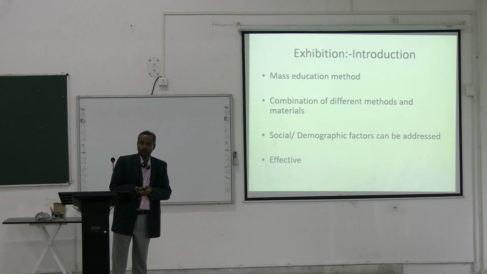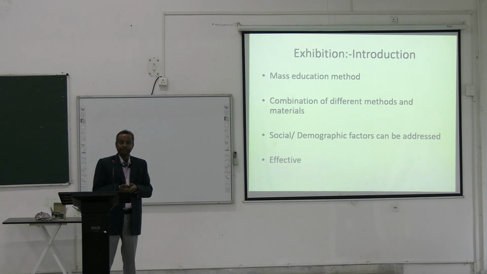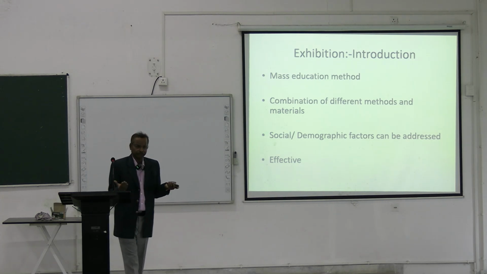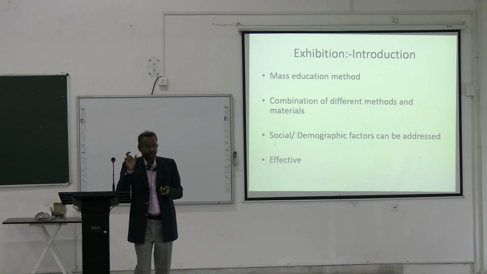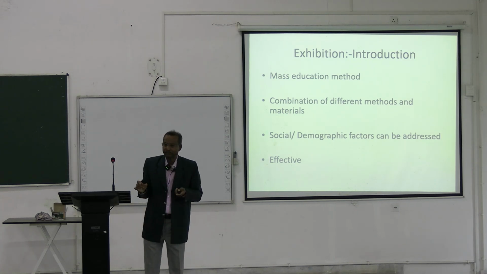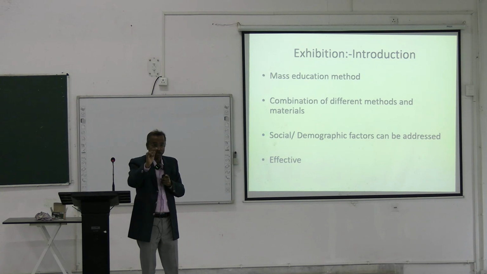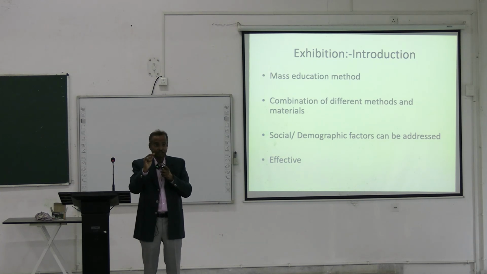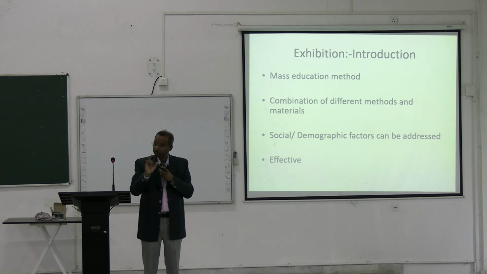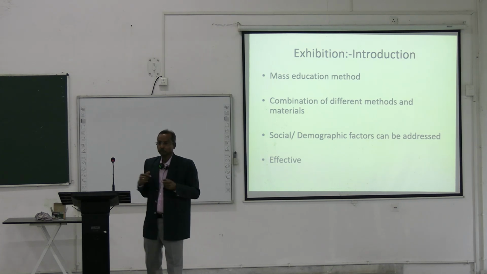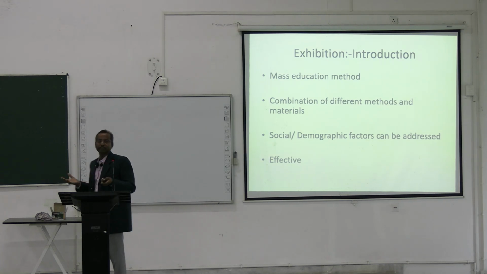And the next one, social and demographic factors can be addressed. What are the social factors? What are the demographic factors? Perhaps you have a little idea about demographic factors: birth rate, death rate, literacy rate. These are demographic factors. Okay, that can be addressed. With the help of charts, we can show how the birth rate is declining, how the death rate is declining. That is demographic. And social factors means social determinants.